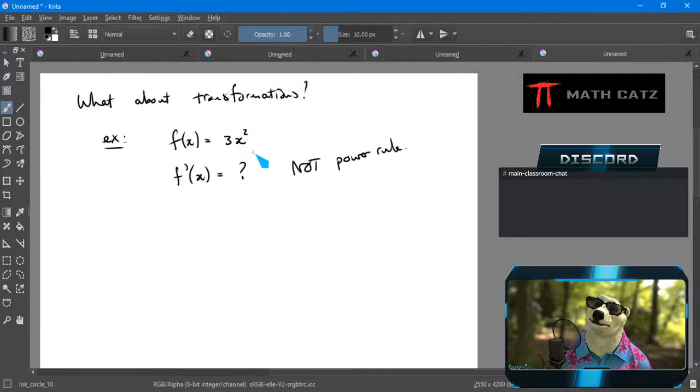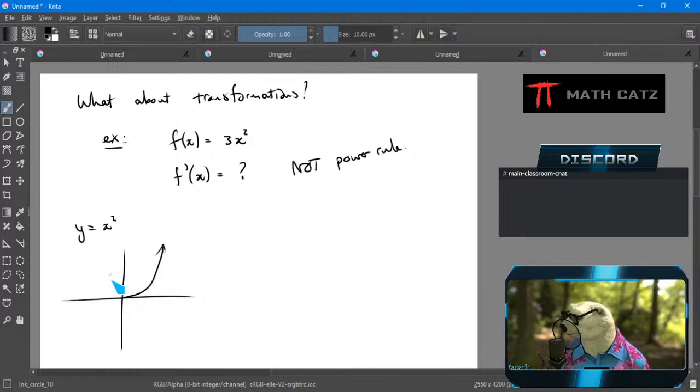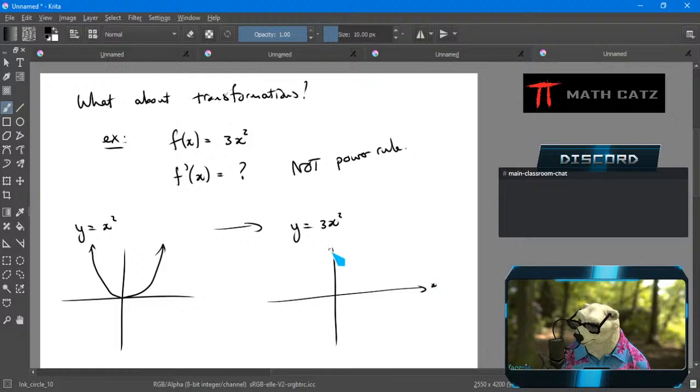Yes, this function that I have here is very similar. It's certainly related. It's a transformation of x squared. It's not x squared. The power rule is not immediately applicable. However, it's also not far off. If I look at x squared and I graph a little parabola here, and I transform it to 3x squared, what is happening to the graph? Everything gets stretched a little bit, right?